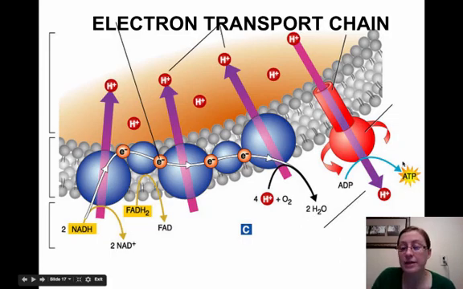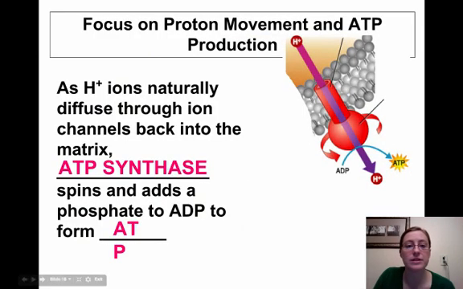And then the last thing here that I wanted to focus on again, I said we'll come back to it. These hydrogen ions, as they move across, their movement generates enough energy to turn ADP into ATP. And this is where our main focus is. Again, those protons or those H plus ions, they're naturally going to diffuse back through that protein channel that's embedded in the membrane. And as they do so, there is an enzyme sitting on the end. You do not need to know the name of this enzyme.